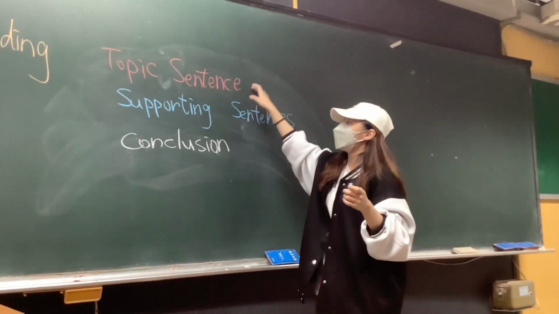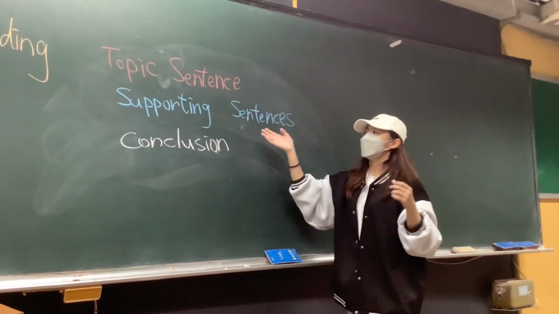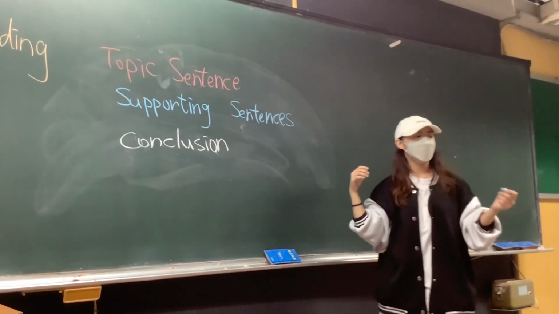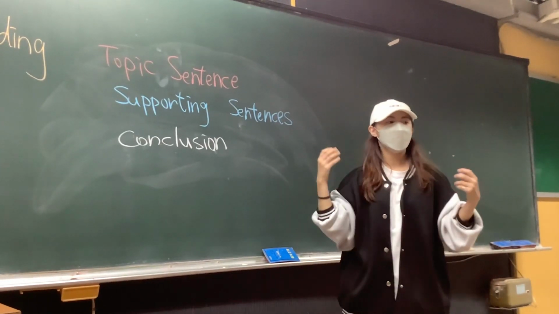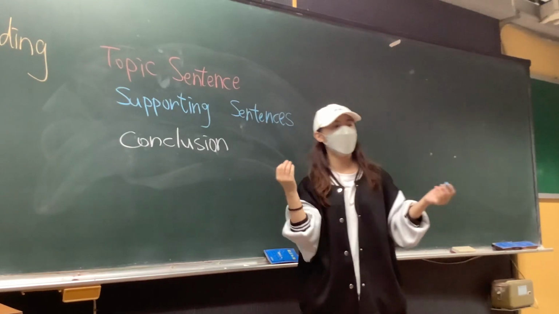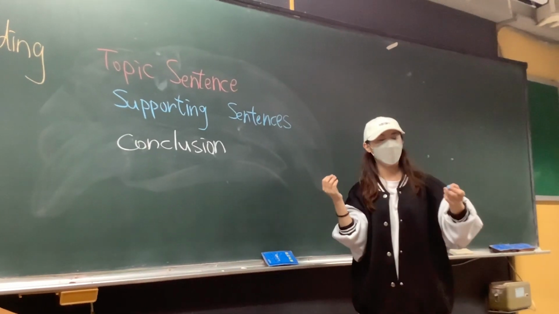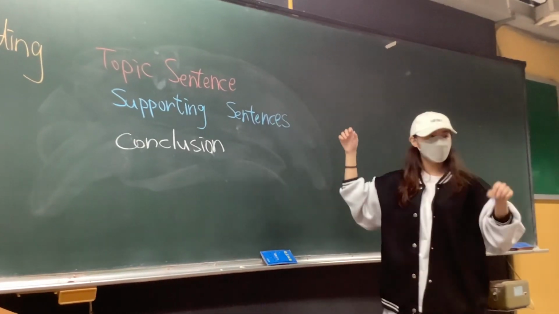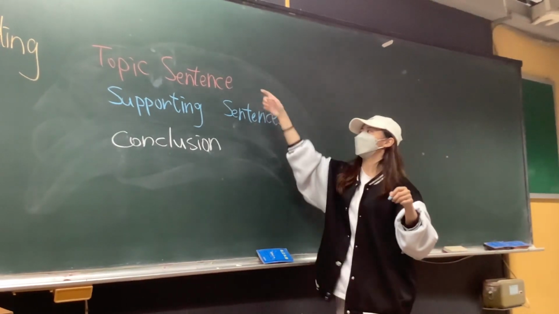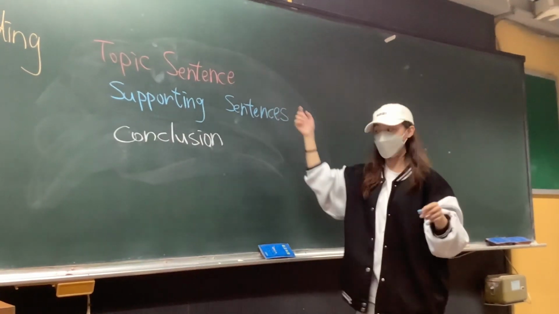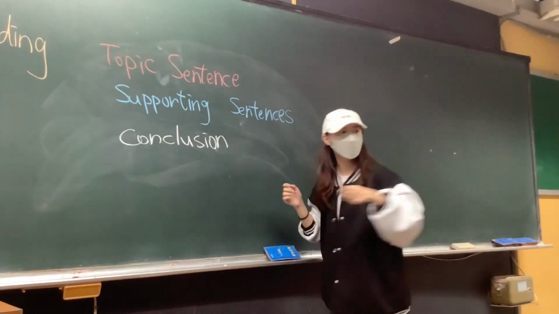The topic sentence, as you should see, would often be the first sentence of the whole paragraph. So unlike Chinese writing, where we often put our main idea at the end of the paragraph, in English essays, English writing, we put it in the first sentence of our paragraph. Okay? Am I being clear?